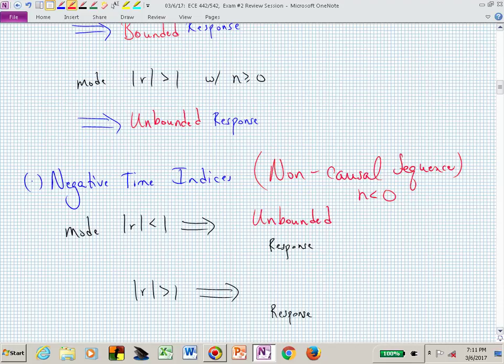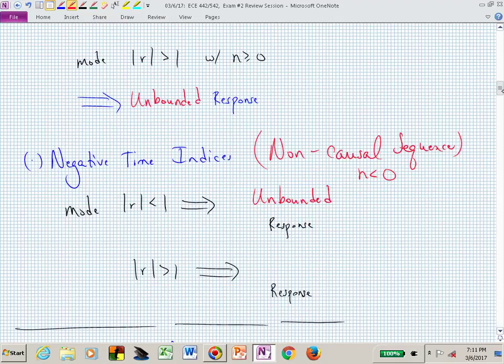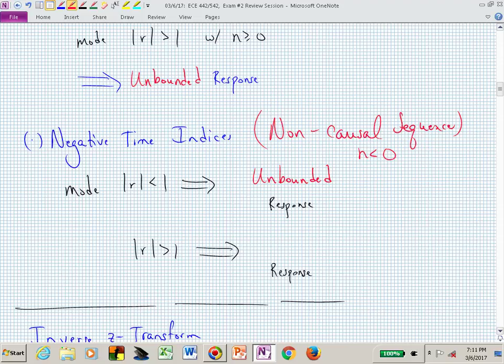Or we have 1/2 raised to the -1, 1/2 raised to the -2. So it's really 2 squared, 2 cubed. It's growing unbounded in a negative time index way. If we now have all of our poles outside 1, and we have a region of convergence that is the disk that includes the origin, we have a non-causal sequence, and it should be clear now that we have a bounded response. And you should be able to very quickly go through that logic.